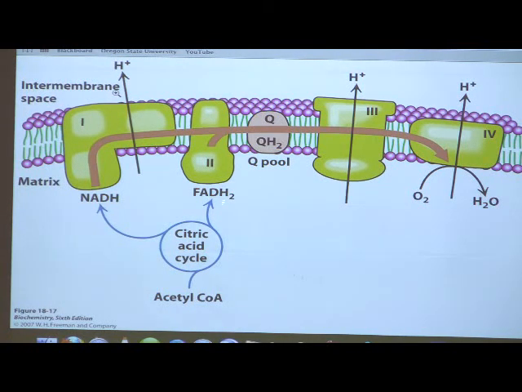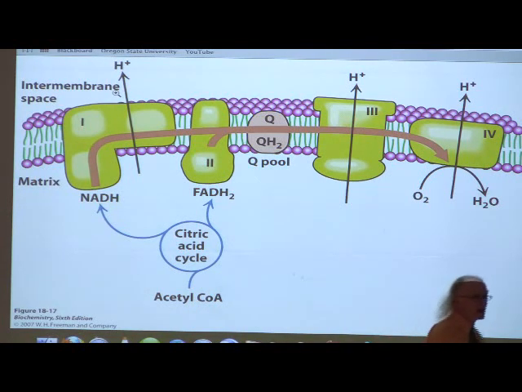If electrons start here, and they only go through complex 3 and 4, it turns out there's only enough energy produced for about 2 ATPs per FADH2. Only about 2 ATPs per FADH2. So we can see that the more NADHs we have, the more ATP we're going to produce per pair of electrons compared to FADH2. Okay, does that make sense?